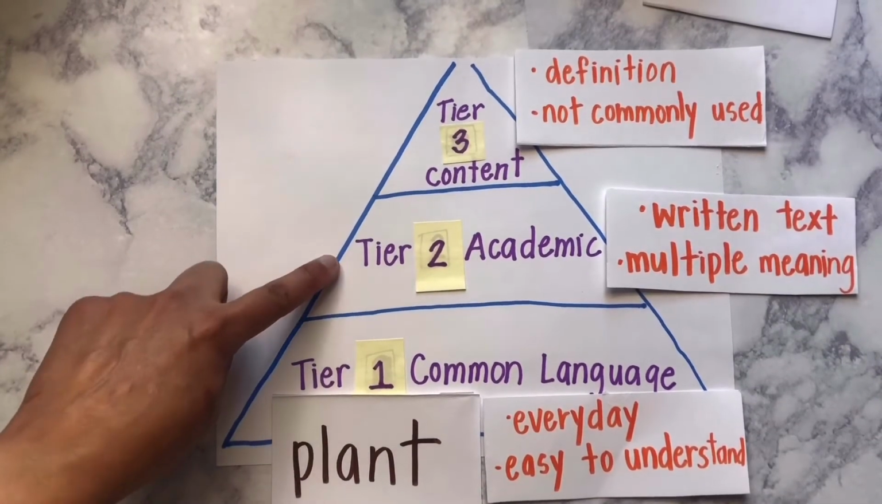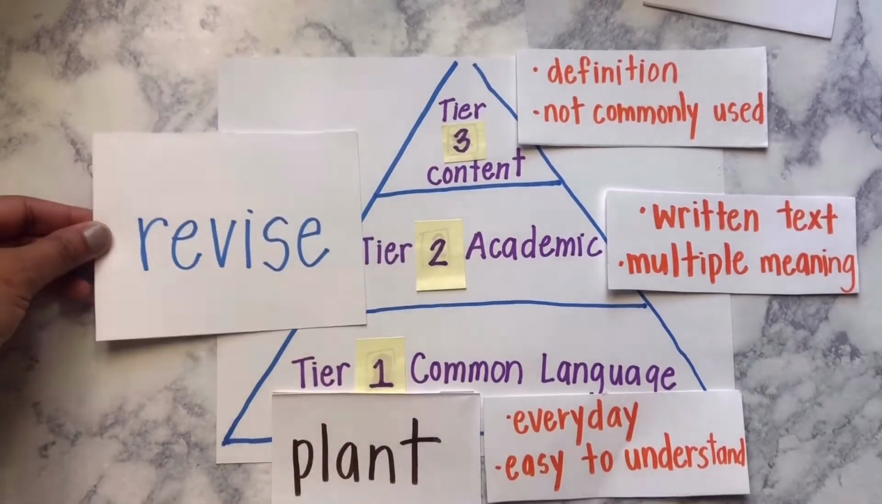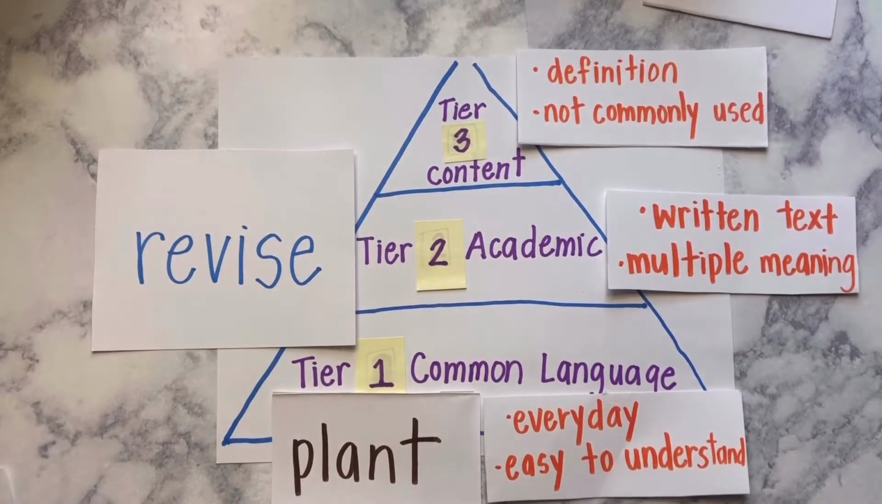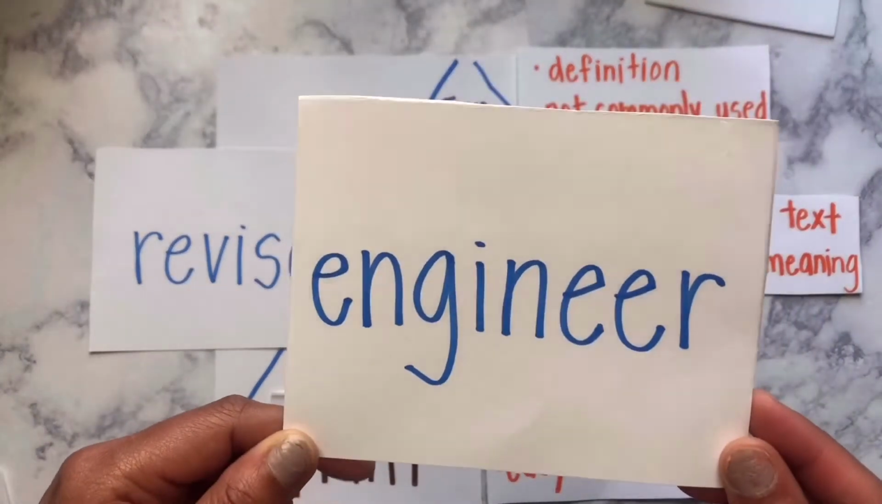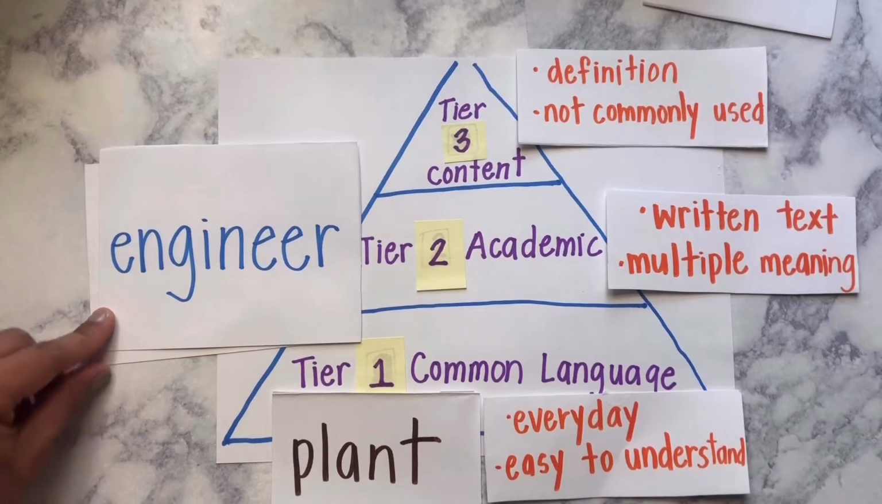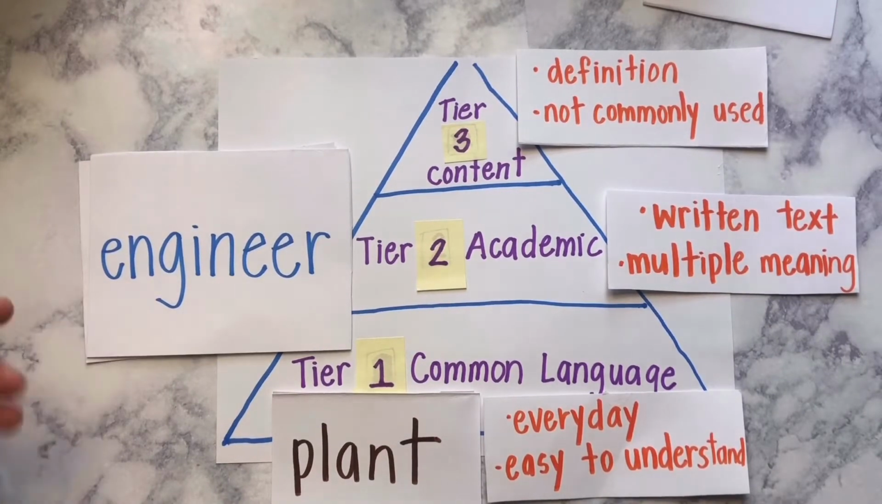An example of a tier 2 academic word is the word revise. We can revise our work or our assignment. We can revise an equation or a math problem. Another example is the word engineer. Engineer means to build or create something, can be used as a verb. It is also someone that works in a field of building, like an architect or a scientist.